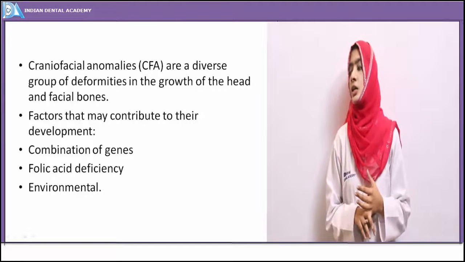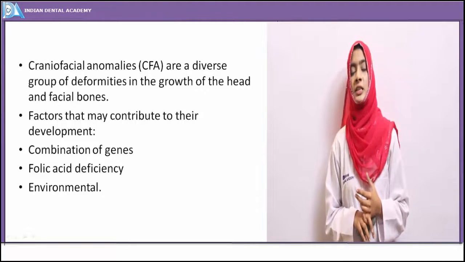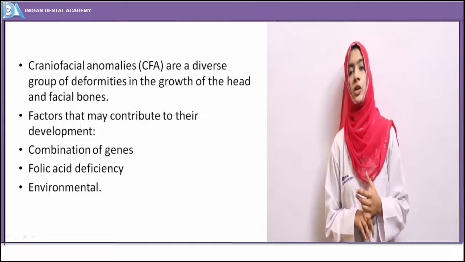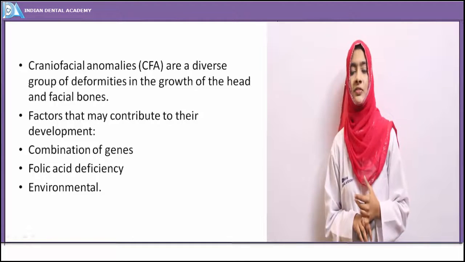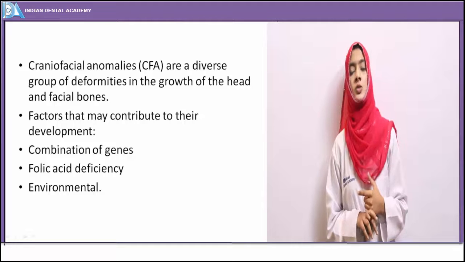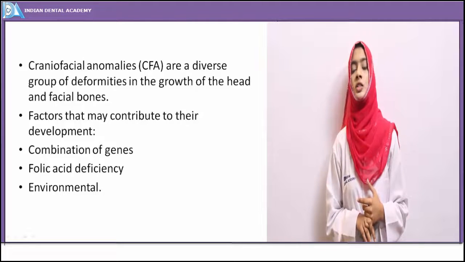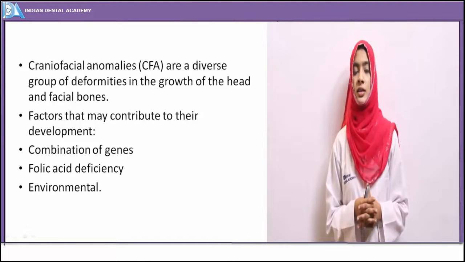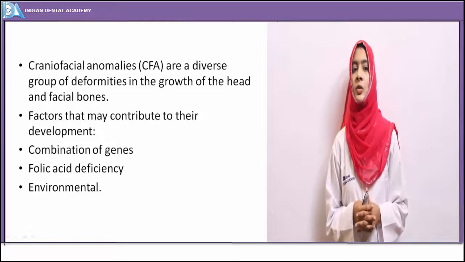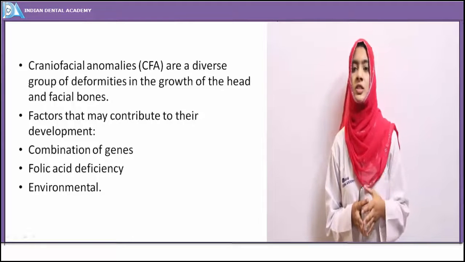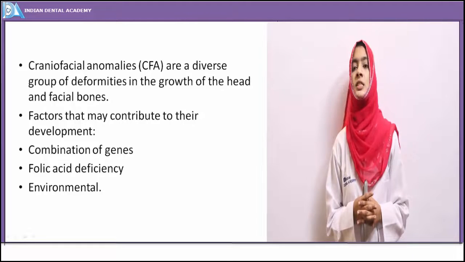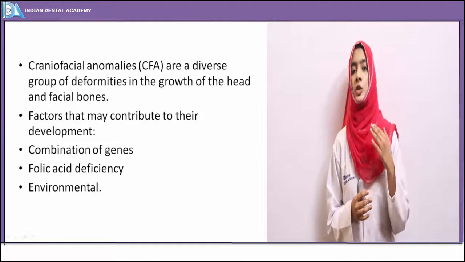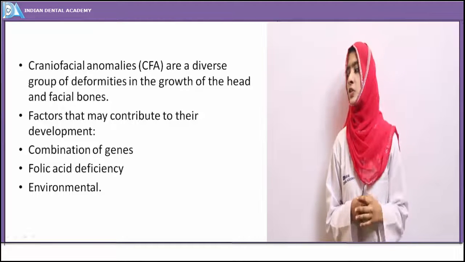Deficiency of vitamins, especially folic acid deficiency, has been associated with a lot of developmental disturbances in the infant. A lot of syndromes like Treacher-Collins syndrome are associated with this deficiency of folic acid. Folic acid is a B complex vitamin. It is found in oranges, in citrus-rich foods, and in green leafy vegetables. So deficient intake of folic acid during pregnancy is associated with craniofacial anomalies.